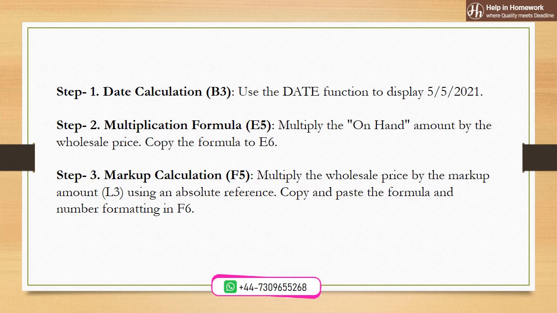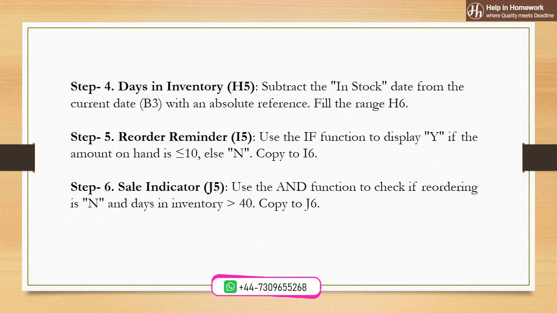Step 1. Date calculation. B3: Use the date function to display May 5, 2021. Step 2. Multiplication formula. E5: Multiply the on-hand amount by the wholesale price. Copy the formula to E6. Step 3. Markup calculation. F5: Multiply the wholesale price by the markup amount, L3, using an absolute reference. Copy and paste the formula and number formatting in F6.